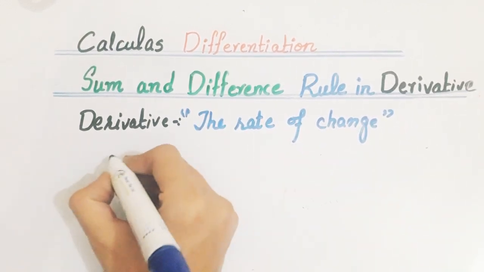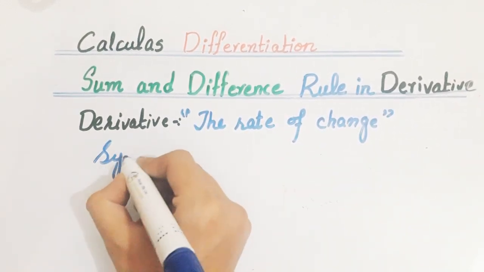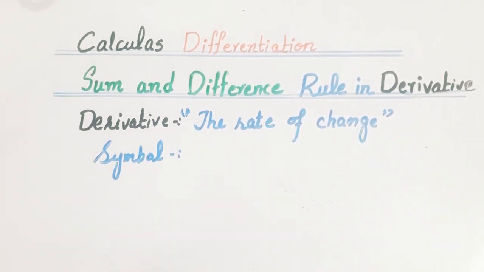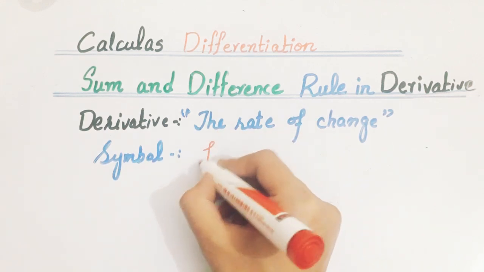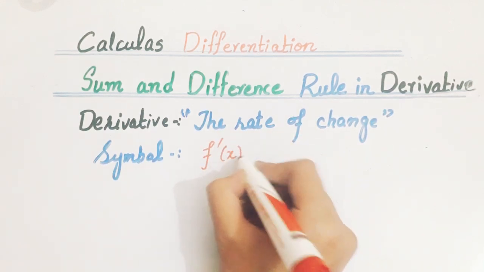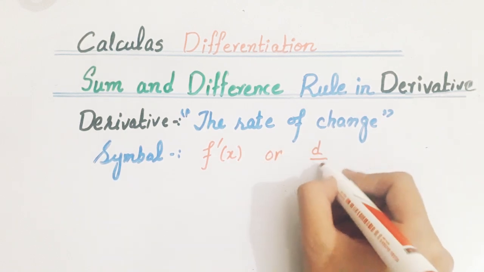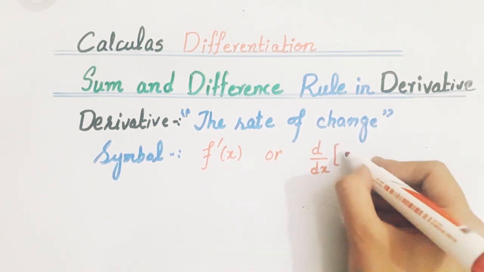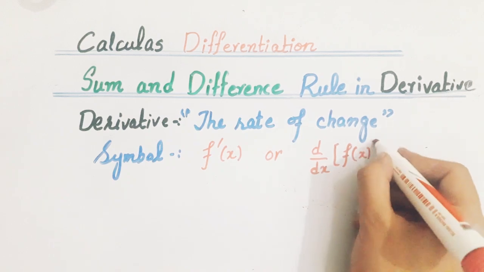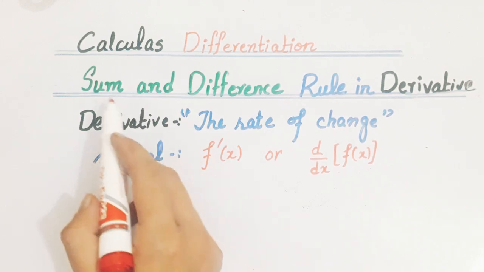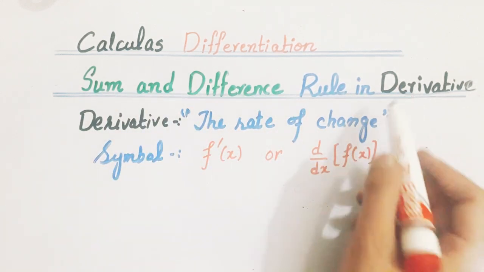And to represent a derivative we use two symbols. First one is f dash of x, or d by dx of the function f of x. These are the two symbols to represent the derivative. Now we will today study the sum and difference rule in derivative.